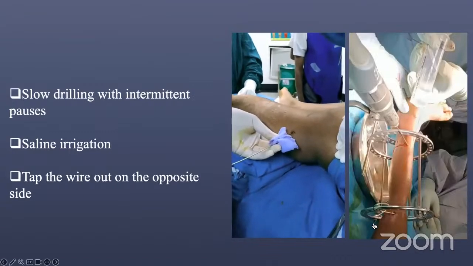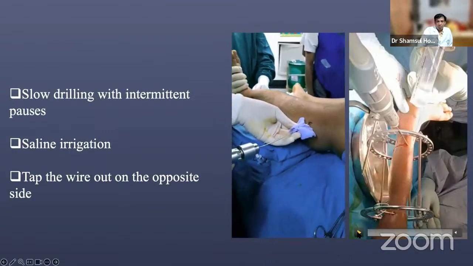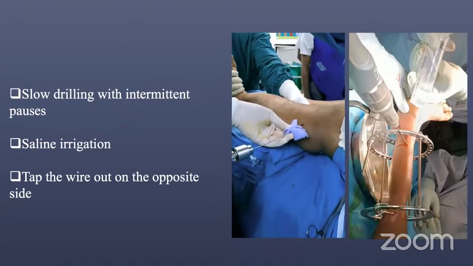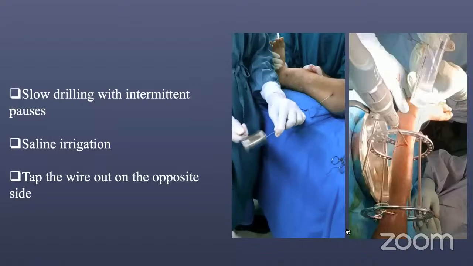The drilling should be slow with intermittent pauses and with saline irrigation, again to prevent thermal necrosis to the bone. And once the tip of the wire is out of the opposite cortex, it should be further tapped out through the soft tissues on the opposite side.